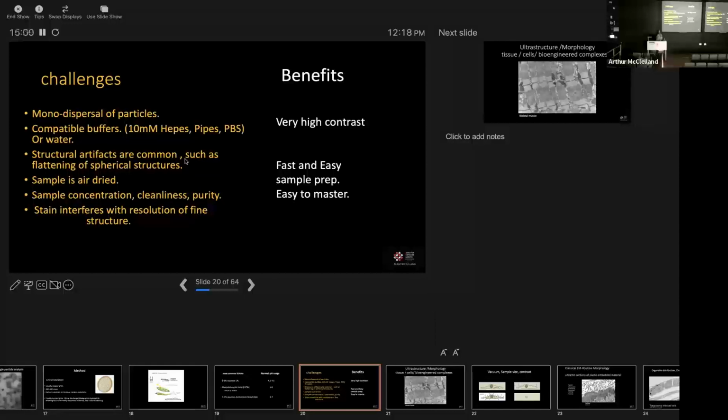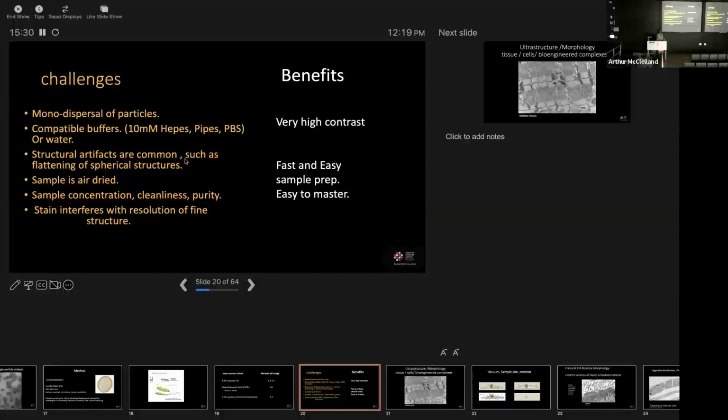If your sample is not clean, if there's a lot of other debris, it's going to be there. You're not going to see your sample in preference to the others. It's going to be there and it's going to interfere with your ability to interpret what you're seeing. And finally, the stain by itself does interfere with the resolution of the structure. It's coating the structure. It's embedded in stain. So the fine detail is going to get lost a little bit in the resolution. But it gets you closer to your goal of higher resolution.